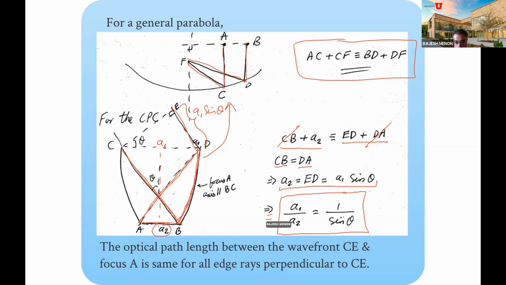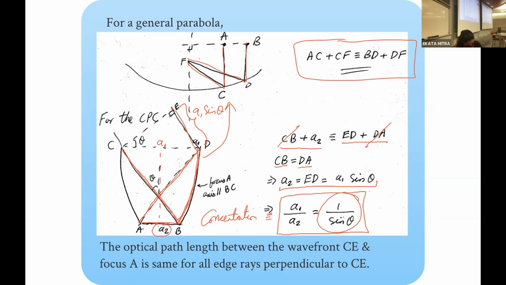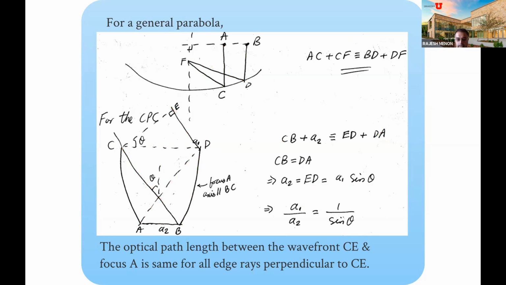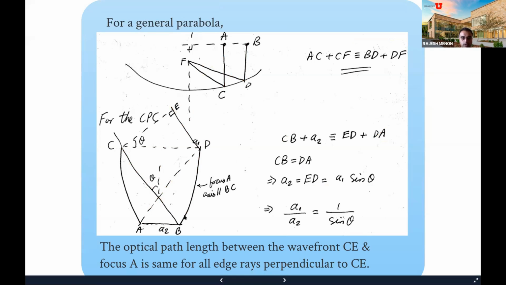Now what's A1 over A2? This is nothing but the concentration factor, right, in 2 dimensions. So it's simply the size of the entrance aperture divided by the size of the exit aperture. So I have a very simple expression that the concentration factor is inversely proportional to sine of the acceptance angle. Okay, and this is a very, very fundamental point. This is actually related to the second law of thermodynamics, as we will see shortly.